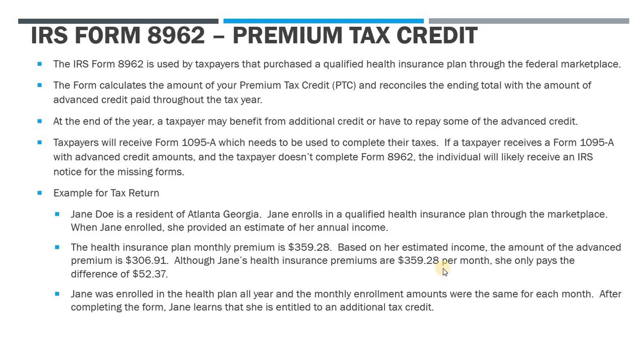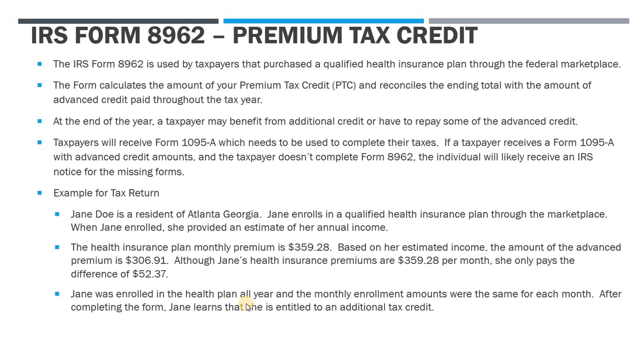$359.28 per month. Now, based on her income, the amount of the advanced premium is going to be $306.91 per month. So even though her health insurance premium is this $359 figure, she actually only pays out of pocket $52.37. That's because the government is picking up the difference, right? That is the advanced premium credit. Now, she's enrolled in the health plan all year.